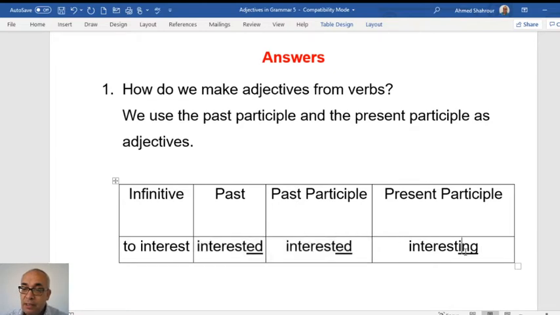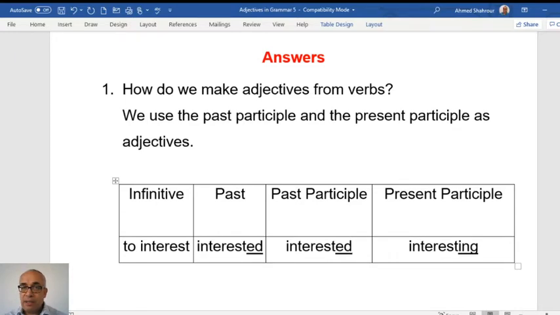Present participle has got an ing to it. So the past participle and the present participle are used as adjectives. From the verb to interest, I can make past participle, which is an adjective, and from the verb to interest I can make present participle, which is an adjective.